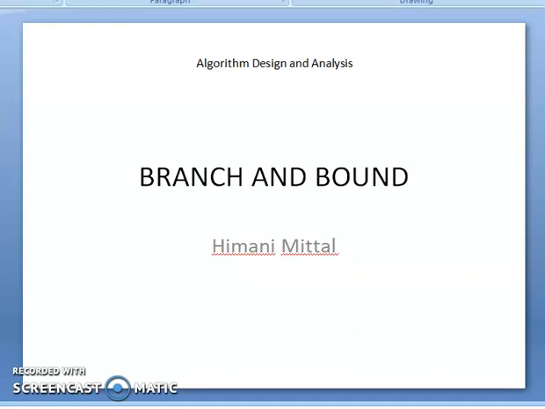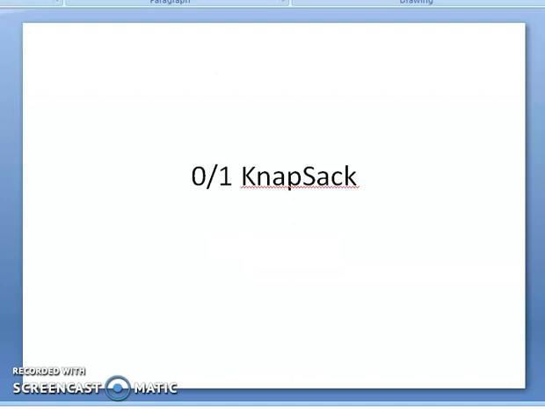If you remember, in dynamic programming, we develop a binary tree by selecting one item and not selecting the same item. So this method is an extension of that. Let us look at one example. Let us take the 0-1 knapsack problem, which we have already looked at in dynamic programming, and now we will look at it using the branch and bound method.